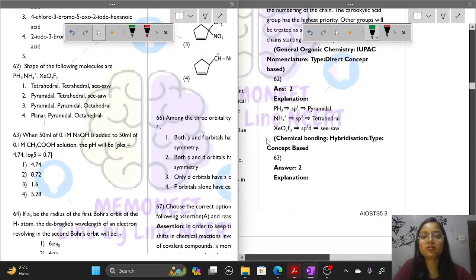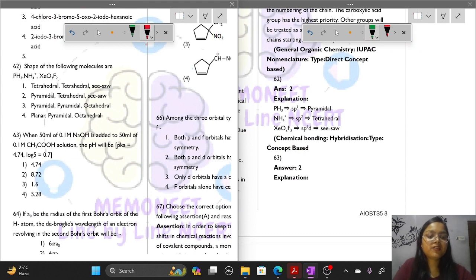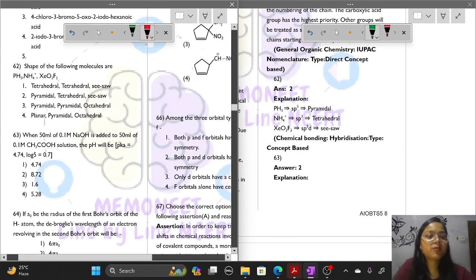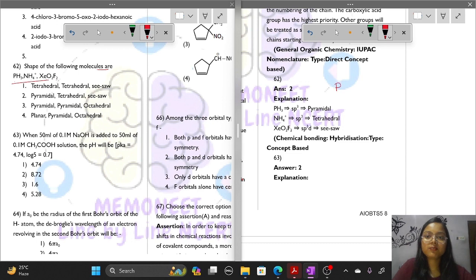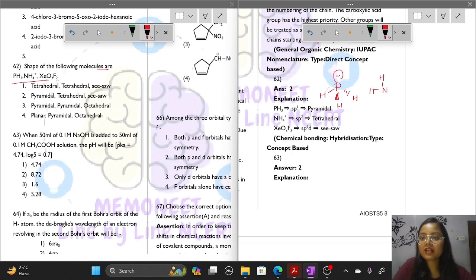For question number 62, what is the shape of the following molecules? PH3, NH4 plus, XeO2F2. Okay, let's draw these. For PH3, the shape is like this. Here it is H, here it is H, and one lone pair is present. This is the shape for PH3. Let's draw all of these first. For NH4 plus, 4 hydrogen atoms are attached to nitrogen and one positive sign is there.